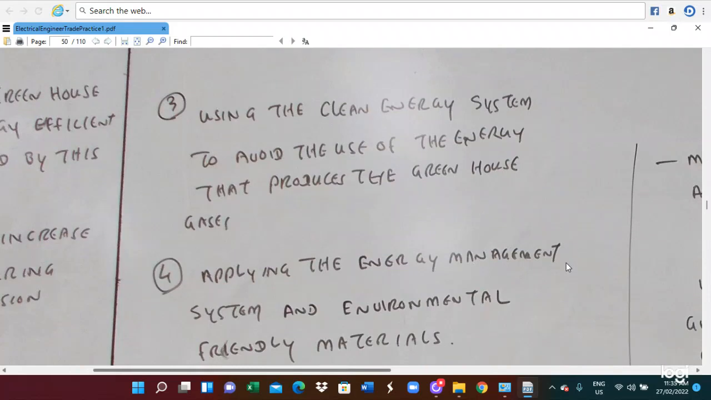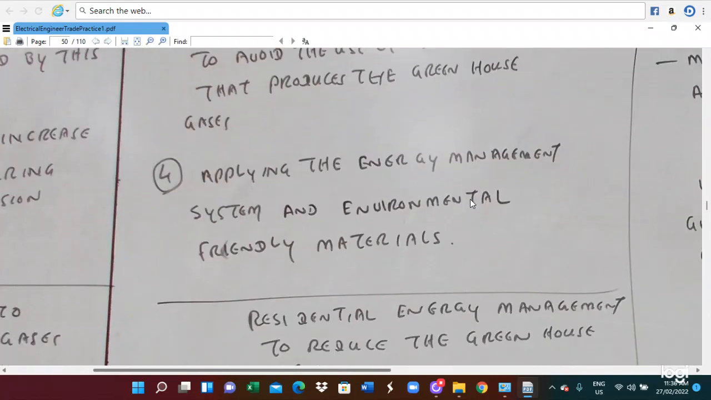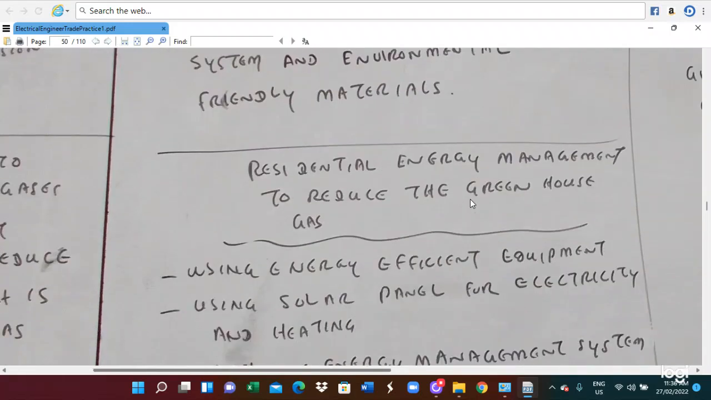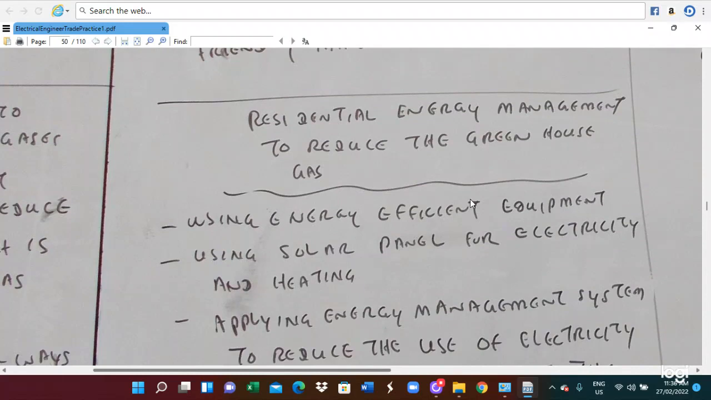Also, using clean energy systems to avoid the use of energy that produces greenhouse gas, or applying an energy management system and environmentally friendly materials. So the residential energy management system is also important to reduce greenhouse gas.